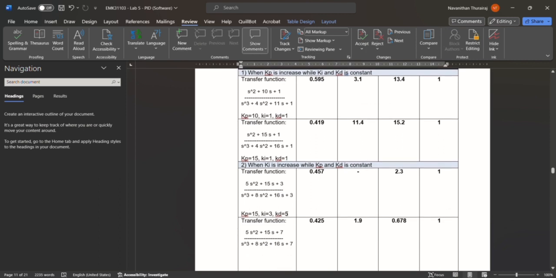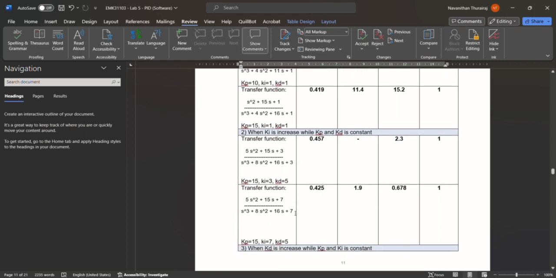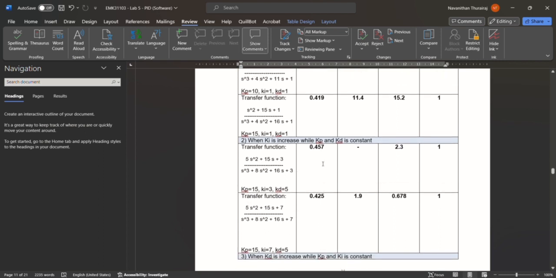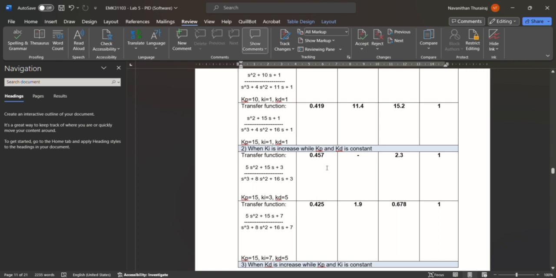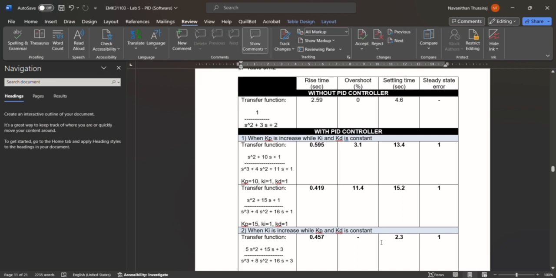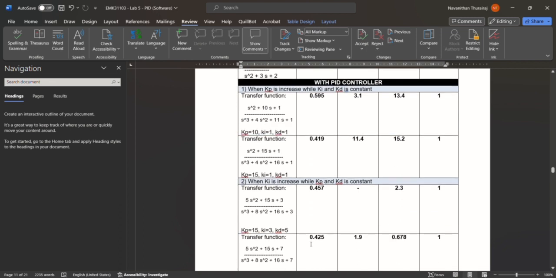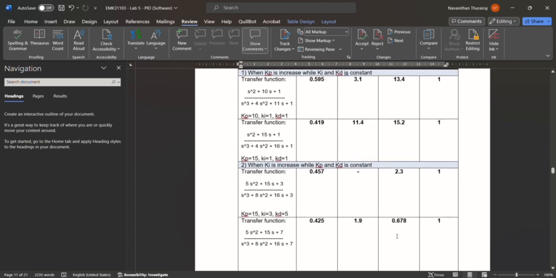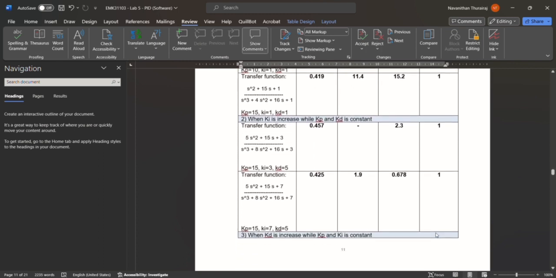For the second part, when Ki is increased while Kp and Kd are constant, these are the transfer functions. The rise time is 0.49457, there is no value for overshoot, the settling time is 2.3, and the steady state error is 1. For the next transfer function, the rise time is 0.425, the overshoot is 1.9, the settling time is 0.678, and the steady state error is 1.